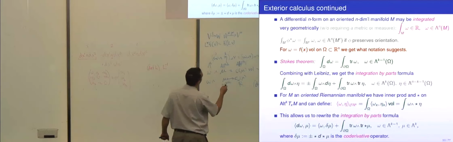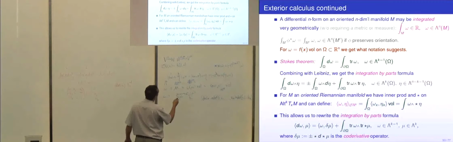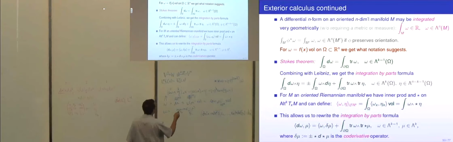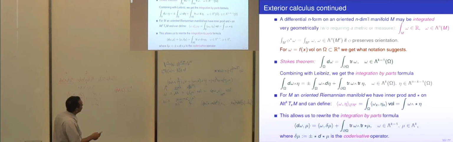At each point you take the inner product as algebraic k-forms, that gives you a real number, and multiply that times the volume form so you can integrate it. And because of the way we define the Hodge star, we know that this inner product of omega and eta times vol is the same as the wedge product of omega and star eta. So these are equal. So this is another way to write the L2 inner product.